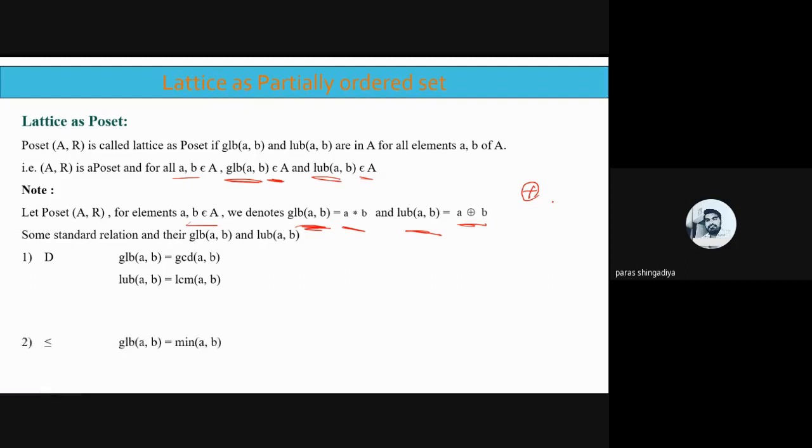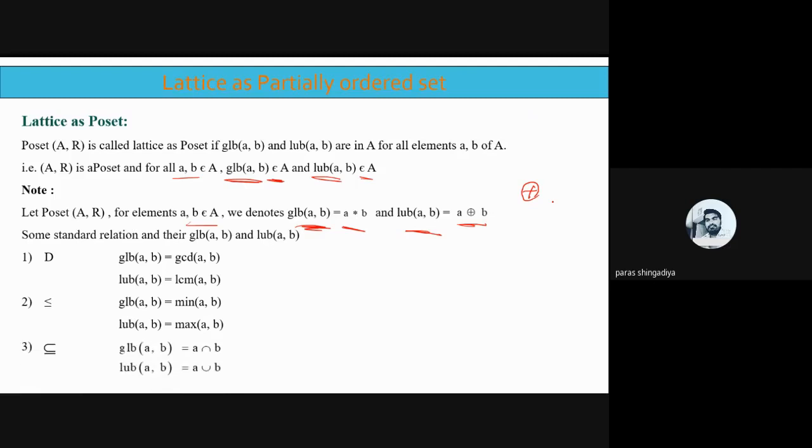Now the next one is the less than or equal to relation. For less than or equal to, we find the GLB and LUB by using the minimum of the two numbers and the maximum of the two numbers. We check the minimum and maximum of the two values, and if they are again in the given set, then we can say that the less than or equal to relation with the set is called a lattice as a poset. So for less than or equal to relations, we use minimum and maximum as GLB and LUB.